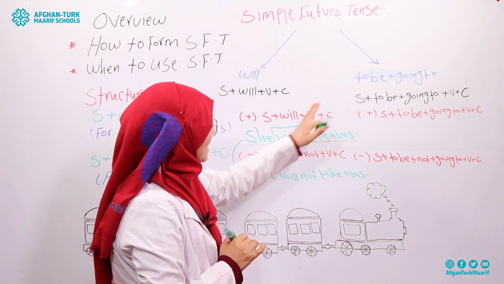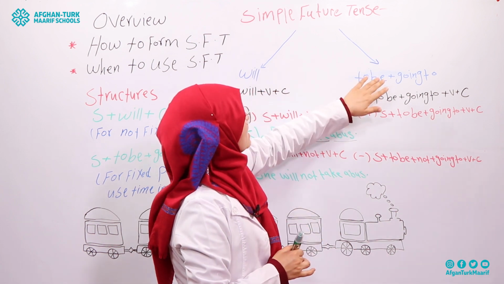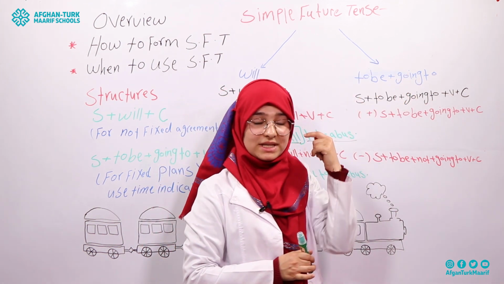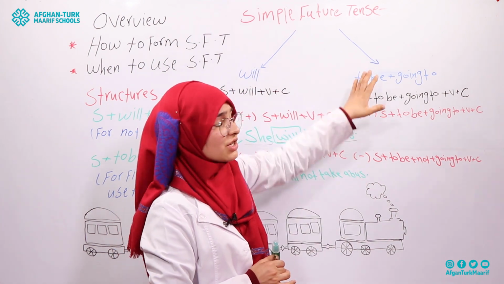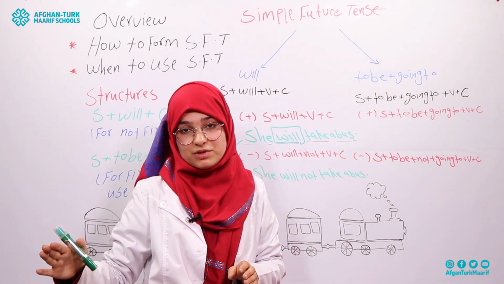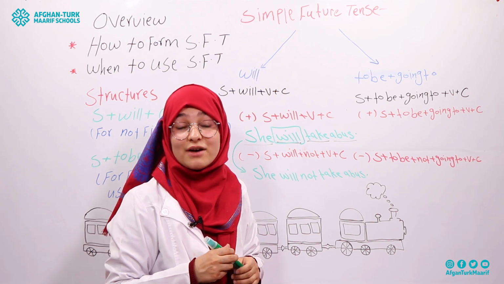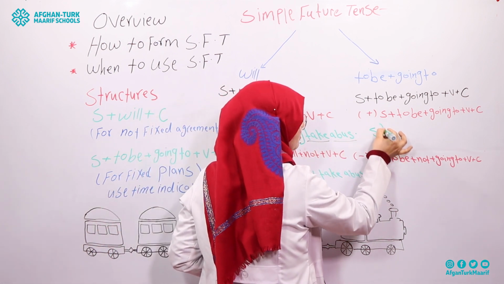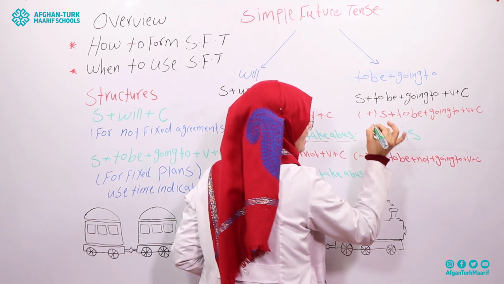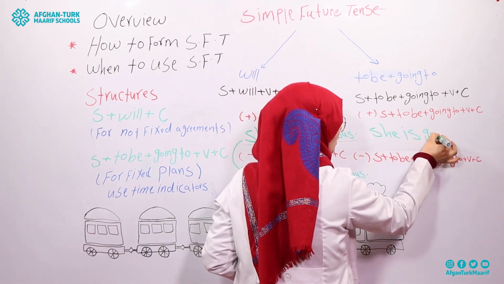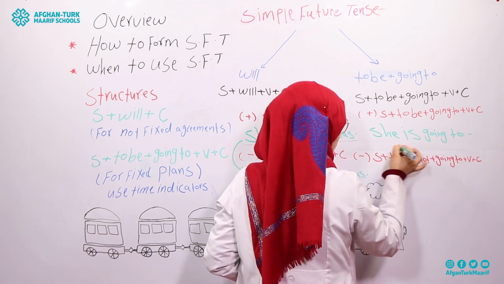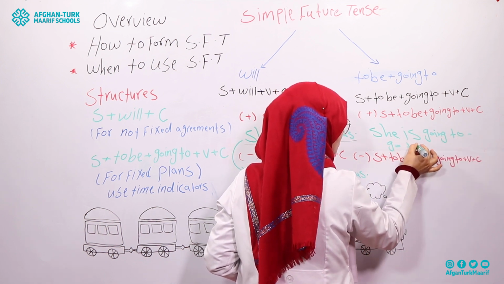Now let's come to the second structure, which is subject plus to be plus going to plus verb plus complement. As I said before, we use this structure for those actions that we have planned before, and we also have to use what? A time indicator. For example, she is going to go to Kabul.